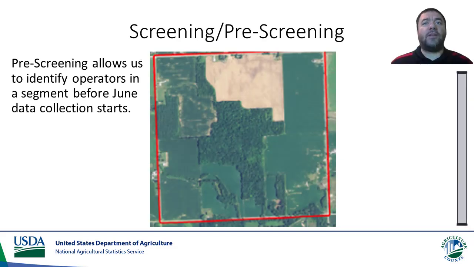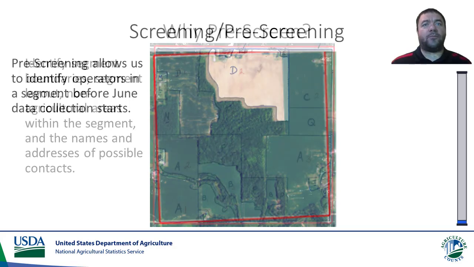Pre-screening allows us to identify operators in a segment before the busy June area data collection timeframe. During pre-screening, we try to identify who operates each tract of land within a segment. So, how do you find out who the owners or operators of these tracts are? We'll go over some of the methods and resources that you'll use during this training. But first, I'll talk a little about why we pre-screen segments.